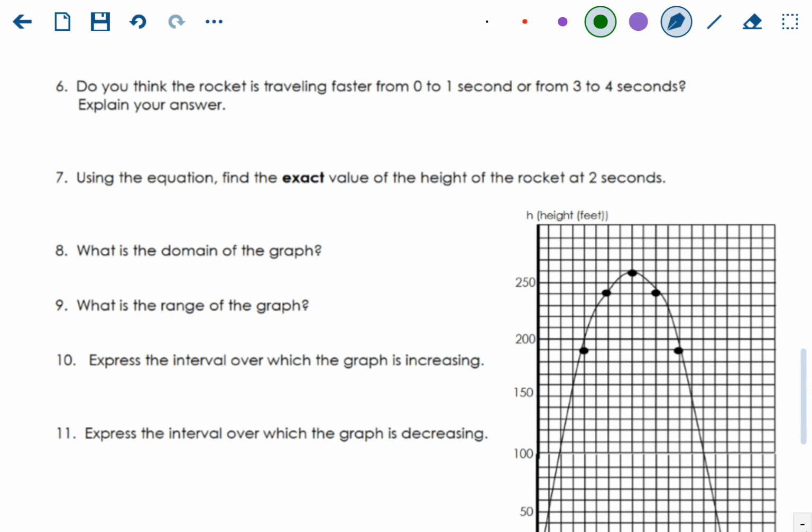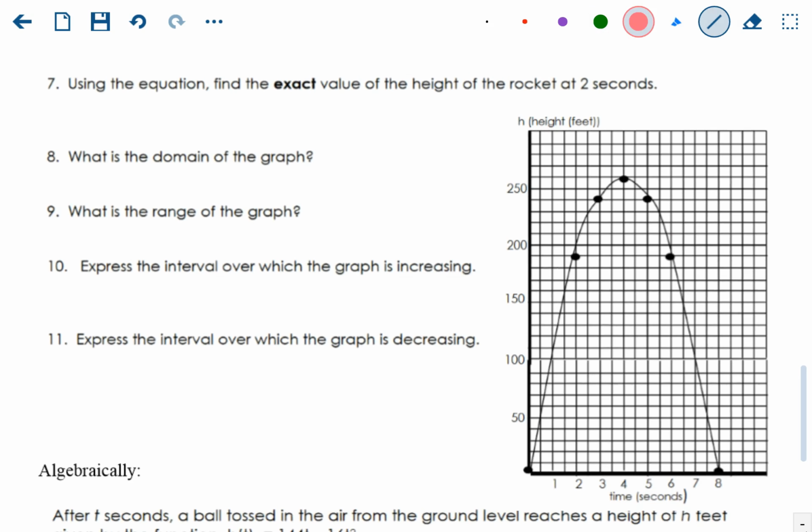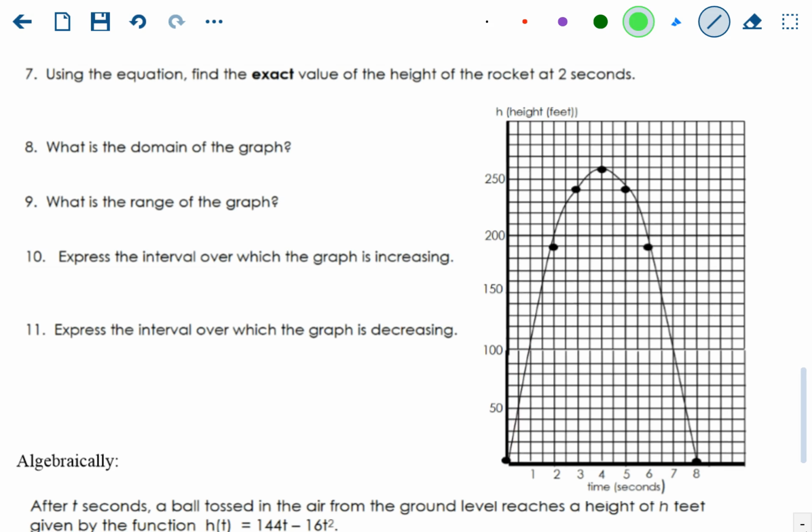Alright, next page, same graph. Do you think the rocket is traveling faster from 0 to 1 seconds or 3 to 4 seconds? So we're going to have to find those spots on the graph. Well, there's between 0 and 1. Change the color back to green here. Keep it organized. Between 0 and 1 second it starts at the ground, and after 1 second it's 112 feet. Which means that green line is going 112 feet per second.